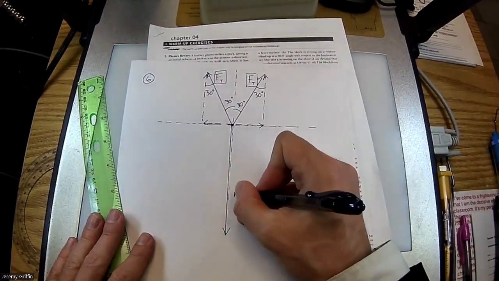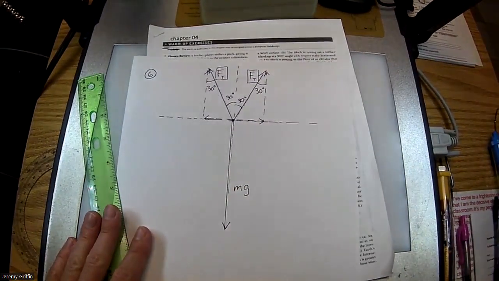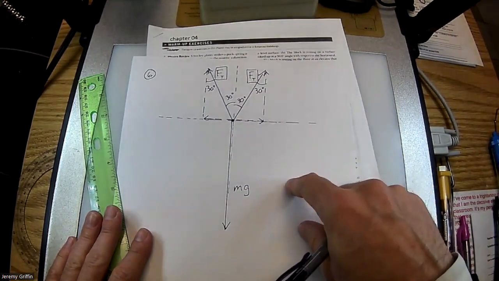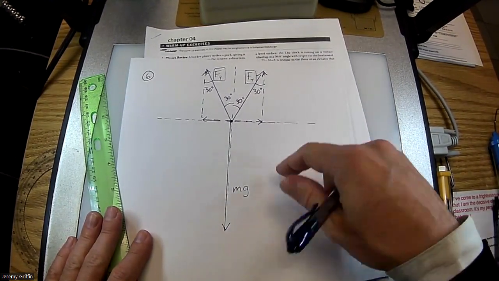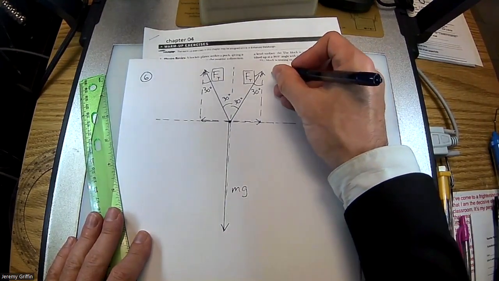Oh, and here's the weight pulling down. Call it mg, the weight. Okay. All good so far? Okay. All right. Do you guys see that?